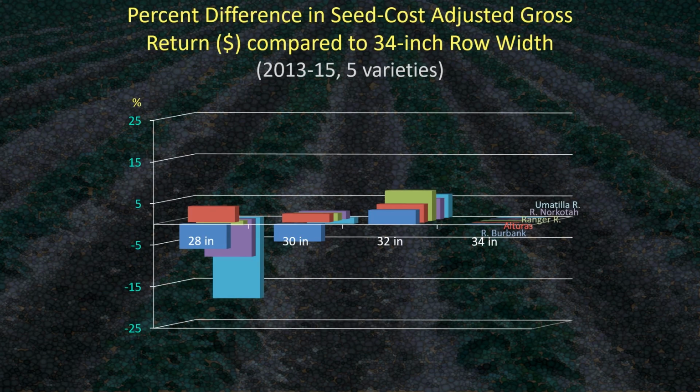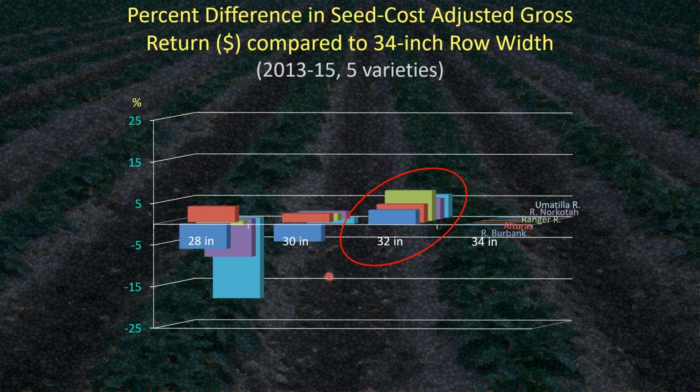So if we look at percent difference in seed cost adjusted gross return, so this is grower return, compared to 34-inch row, where 34-inch again is 0, we see here that 32 inches was best across all treatments when you take into account the extra cost of seed. And this is by variety here. And 30 and 28 inches actually saw some loss.